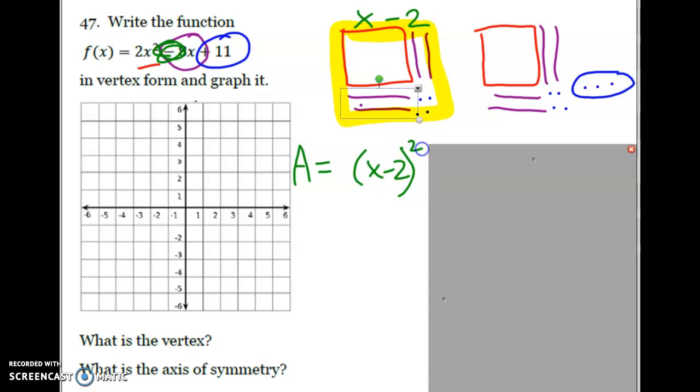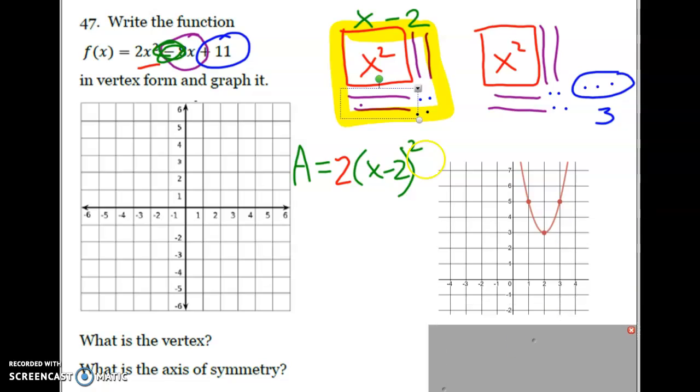squared, okay? Now, consider the fact that you actually had two completely separate diagrams, and so the 2 in front of the parentheses will indicate that you have two of the same diagram. And finally, don't forget your 3 extra small squares. Now this is what the graph looks like. I need to go ahead and add my extra plus 3. Okay, perfect. And so that is now vertex form.